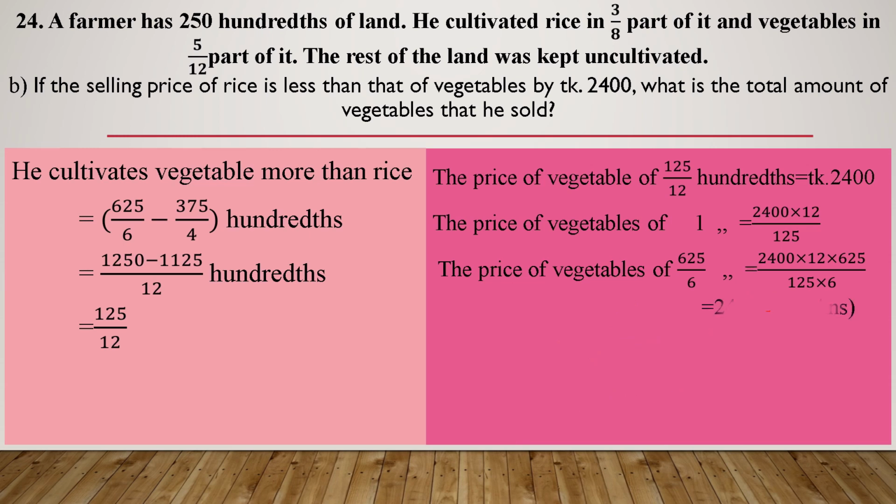You can see, my dear, 24,000 taka is the desired answer. I hope you have understood more clearly how you can reduce this part. So this is the question of B and the solution of B, 24,000 taka.